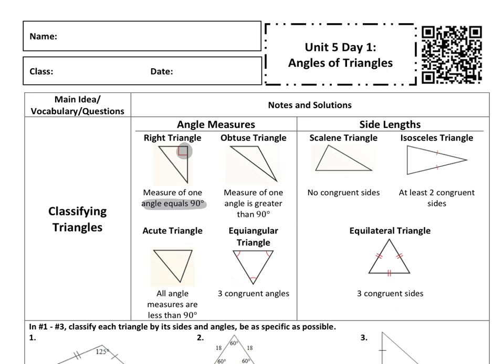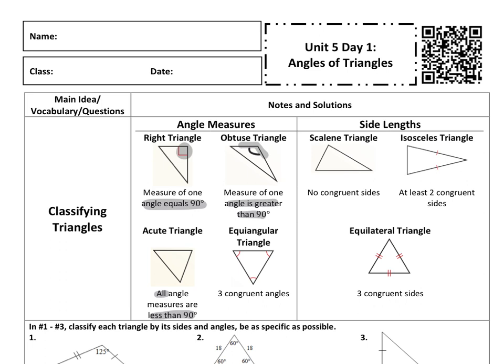Obviously, because you see the little box there, it means one of the angles measures 90 degrees. Check, done. You have this angle right here is our obtuse triangle, because that angle is an obtuse angle. It's bigger than 90 degrees. So if one of the angles is bigger than 90 degrees, it's called an obtuse triangle. So we have our right triangles, we have our obtuse triangles. If all of the angles are less than 90, it's called an acute triangle. So none of them are bigger than 90. They're all less than 90.